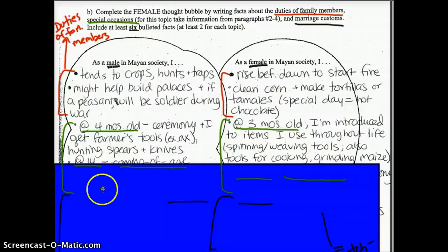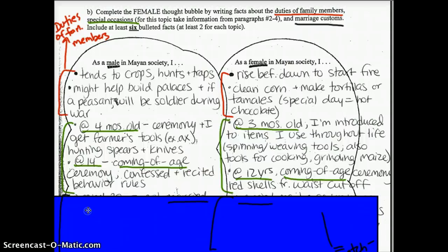Okay, when they're teenagers, they have a coming of age ceremony, 14 for boys, 12 for girls. The confessing and reciting behavior rules goes with both. It's just you can't tell by the way I wrote it. This is similar to how in our modern times, you might have a bar or bat mitzvah, and there's the quinceañera. I can't say that very well. Some people who are Hispanic do that. And if you're Catholic, you might be confirmed.